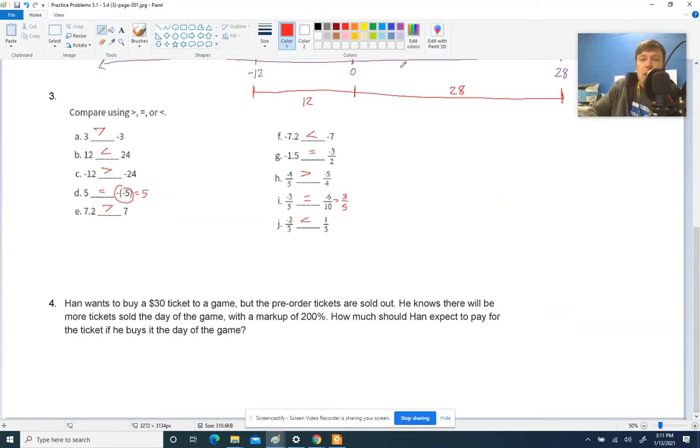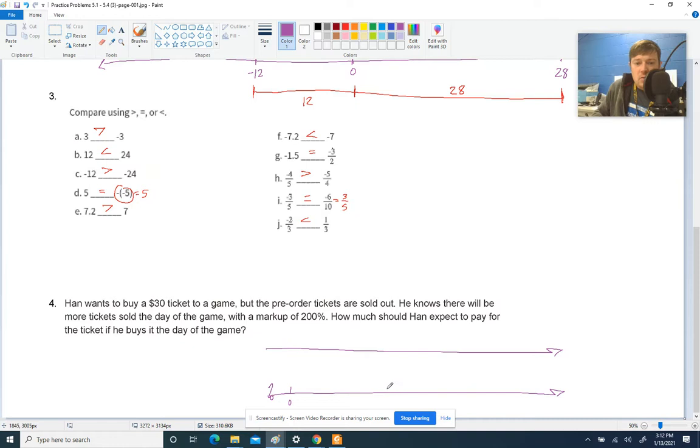And then we actually have a review of a percent problem. So let's do this one together really quick with a double number line. Okay, so my double number line, I'm going to have percentages on the bottom. We're always going to have 100% on here. And it says he wants to buy a $30 ticket to a game, but the pre-order tickets are sold out. He knows there will be more tickets sold the day of the game with a 200% markup.